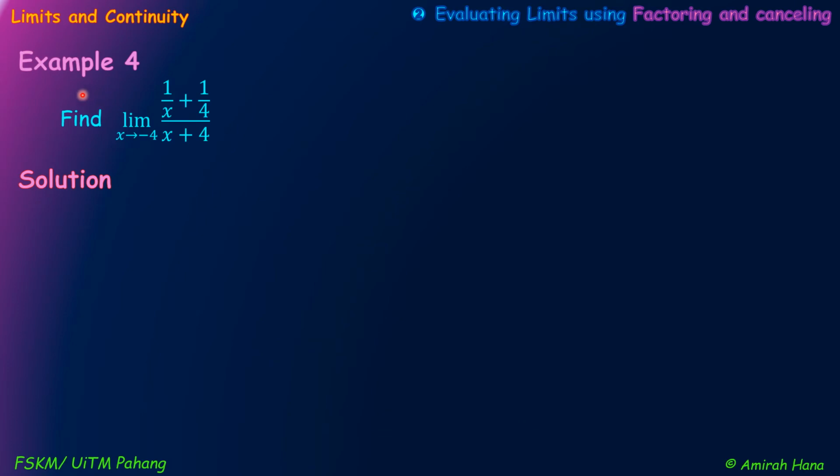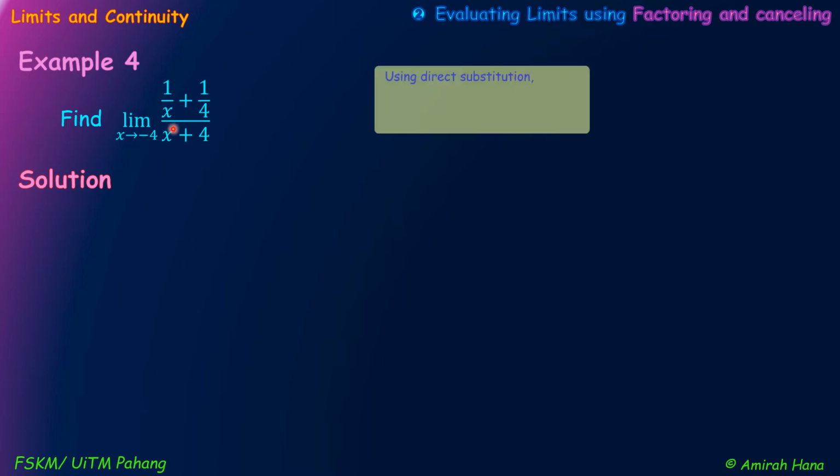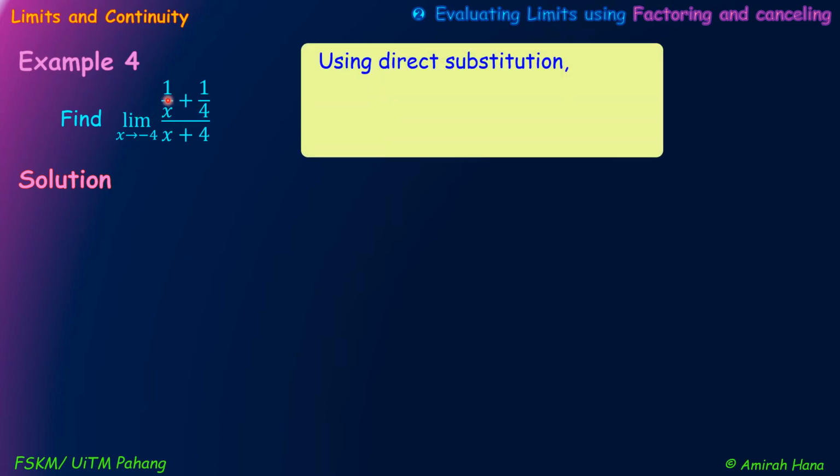Now, we continue with example 4. Find the limit as x approaches negative 4 of (1/x + 1/4) over (x + 4). From here, we are given fractions within a fraction. Let's say we try to use direct substitution. We just plug in negative 4 for the variable x here. So we get this.